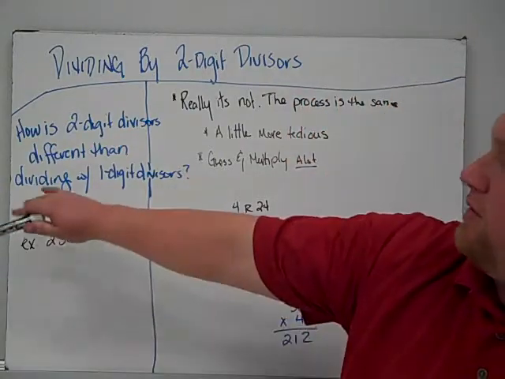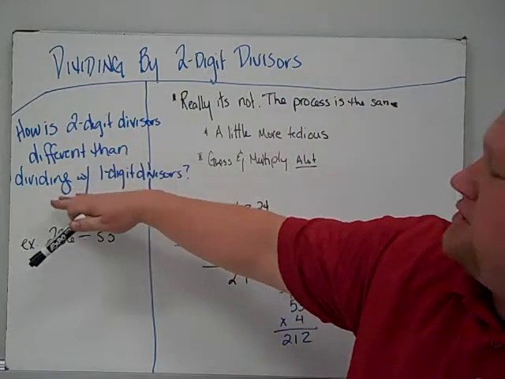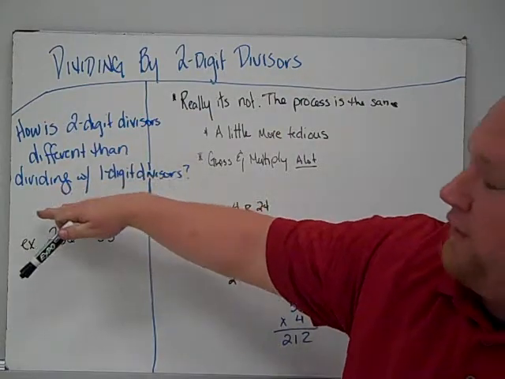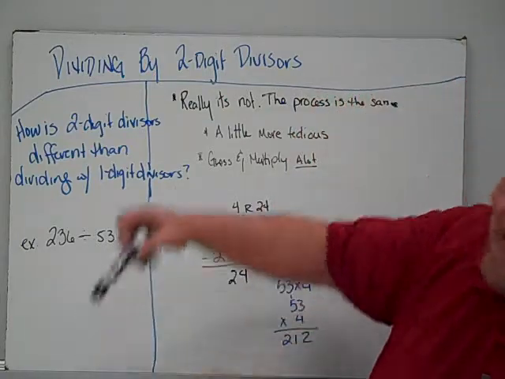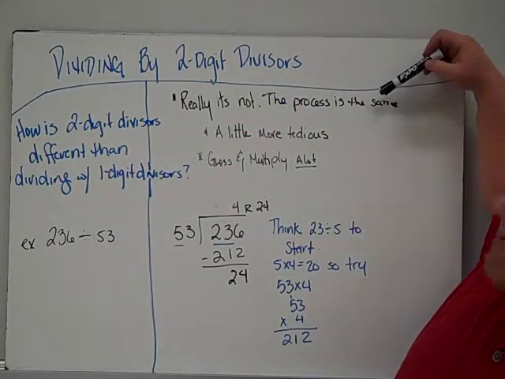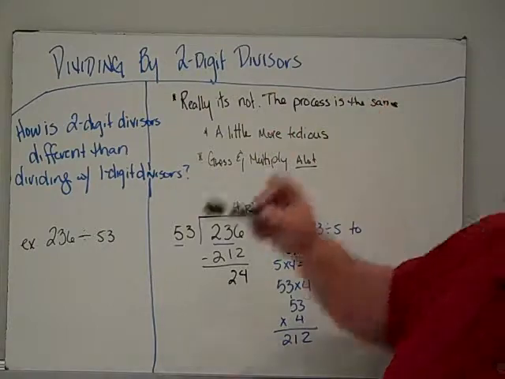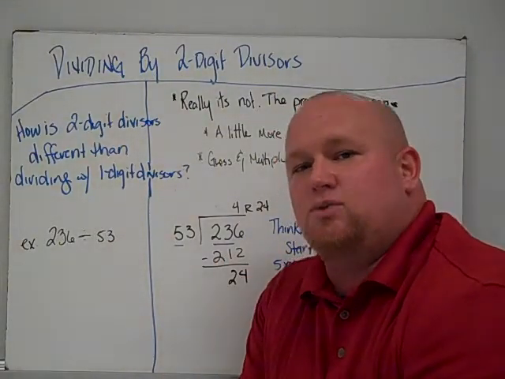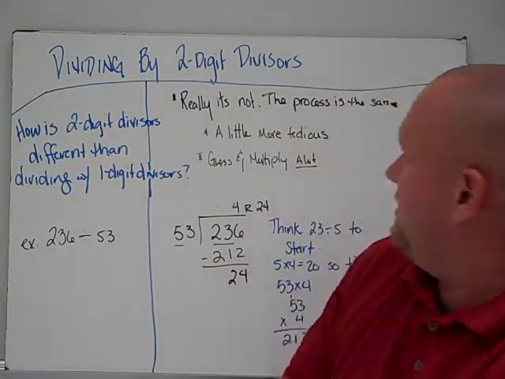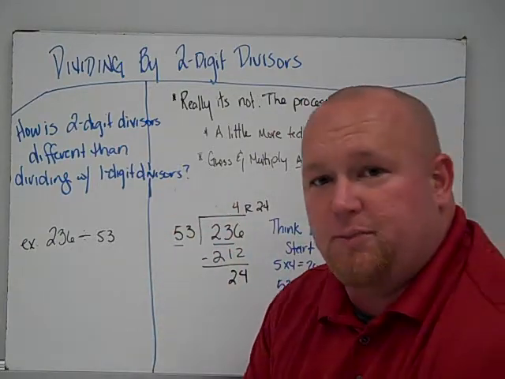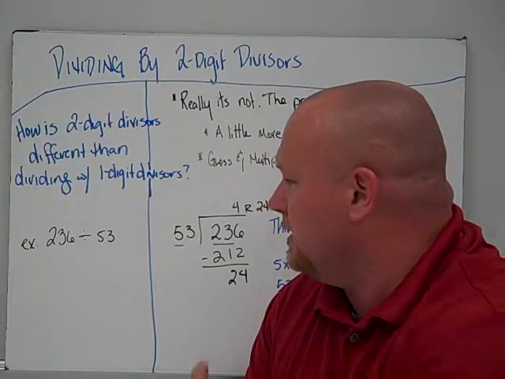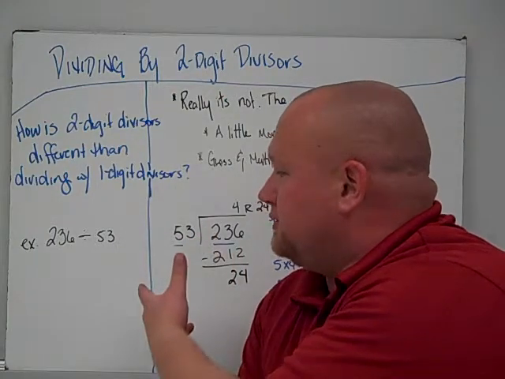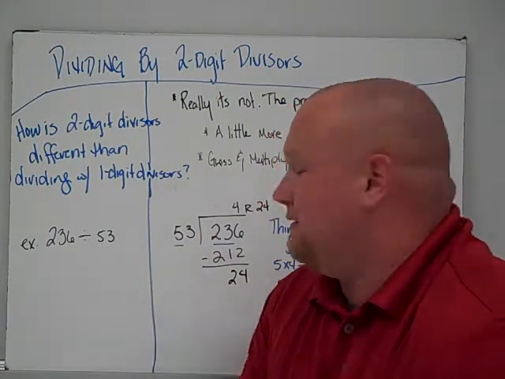So I've given you a focus question: how is dividing by two-digit divisors different from dividing by one-digit divisors? Like I said, really it's not. The process is the same. I won't lie to you, it is a little bit more tedious just because we're starting to deal with larger numbers. And you're going to guess and multiply a lot in certain instances, but I'm sure you can handle it. The first thing I gave you was an example, 236 divided by 53.